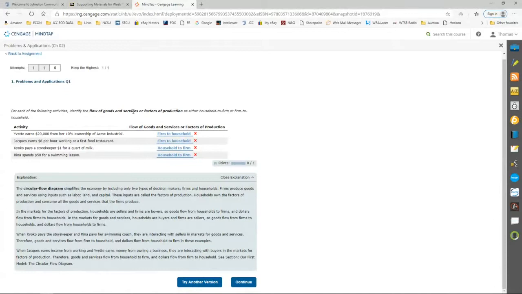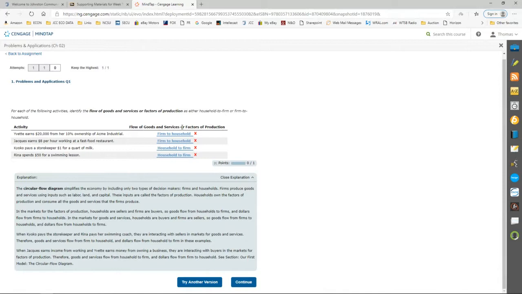I don't understand that. So, if you're paying someone for services, you're giving them your money in exchange for what? Their services. So it's from the household. Storekeeper, a dollar of milk is going to give you, you're giving them a dollar in exchange for the goods and services. So the goods and services are going to be moving from the firm to the household.